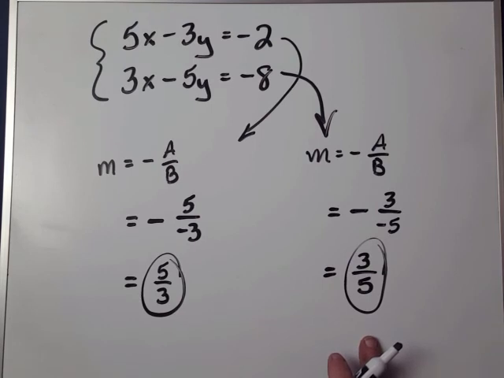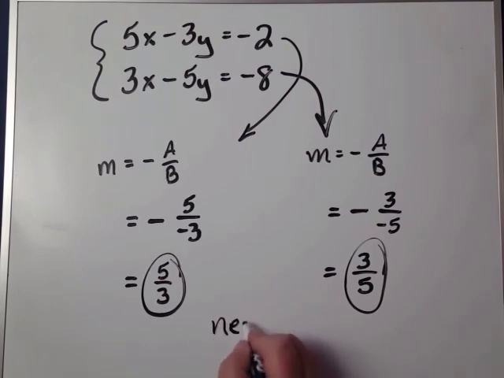Are these two lines parallel? No. The slopes are not the same. So these two lines are not parallel. Are these two lines perpendicular? No. Perpendicular lines have slopes that are what? Opposite reciprocals. These slopes are just reciprocals. For these to be perpendicular, I'd need one positive, one negative, wouldn't I? They would have to be opposite in sign and flipped over. So they're not perpendicular. They're neither.